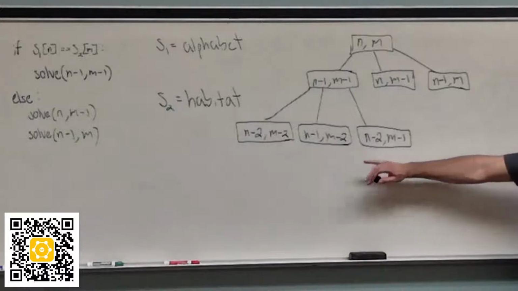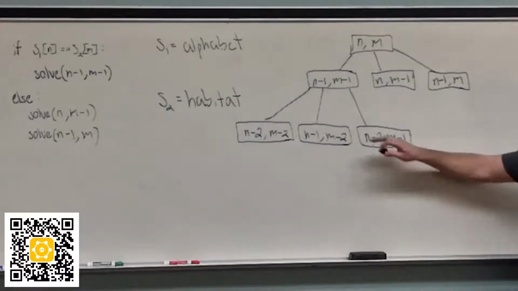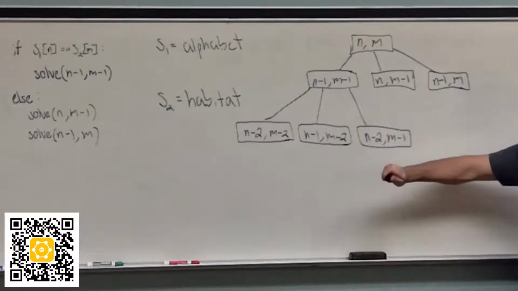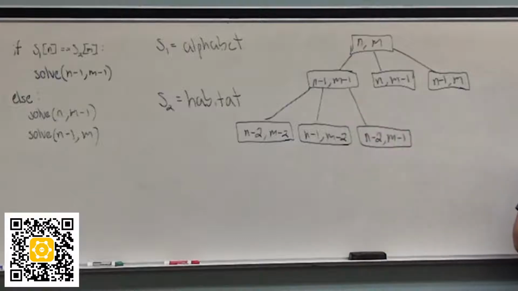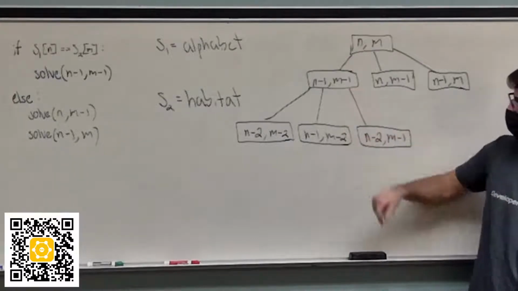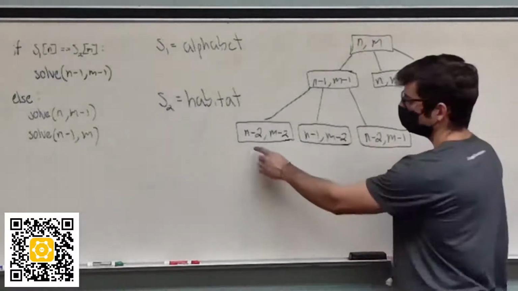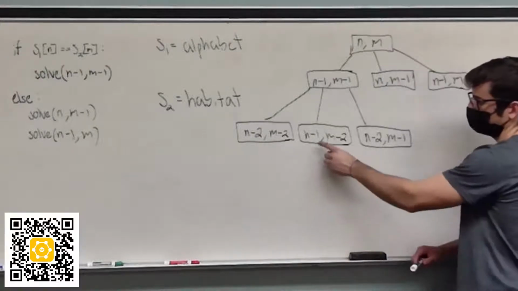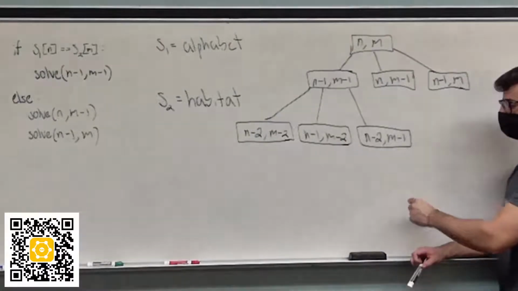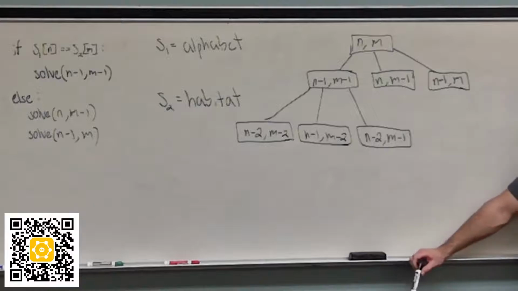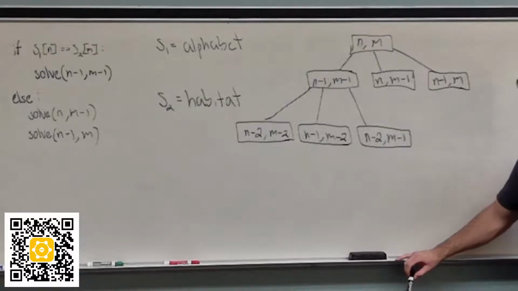Does everyone agree with this? When we're inside of this block, n minus 1, m minus 1, it can call itself 3 times. And when it calls itself, it will be n minus 2, m minus 2, n minus 1, m minus 2, then n minus 2, m minus 1. You guys agree? Yeah, that's one nod. David, you're nodding too. Perfect.